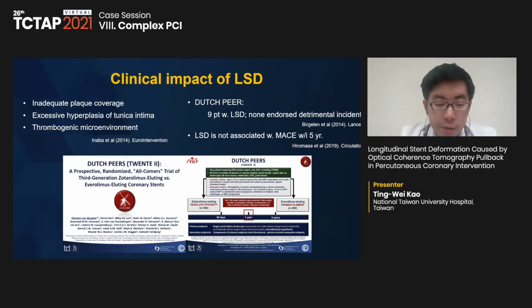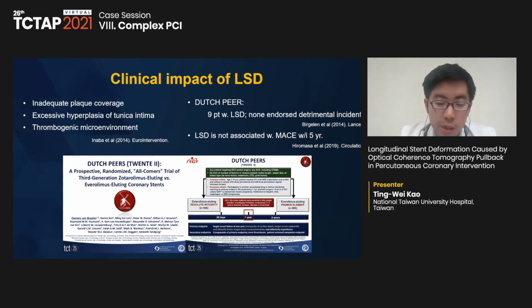So whether or not LSD would jeopardize cardiovascular prognosis is still controversial. In theory, the crinkling of the primary stent by LSD leads to inadequate plaque coverage, excessive hyperplasia of the tunica intima, and further develops a thrombogenic microenvironment. However, interestingly, the clinical outcome is not altered.